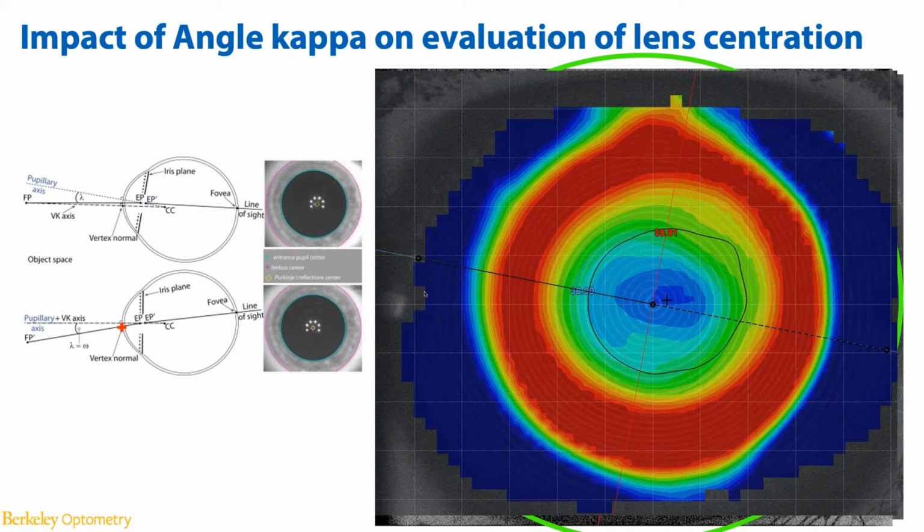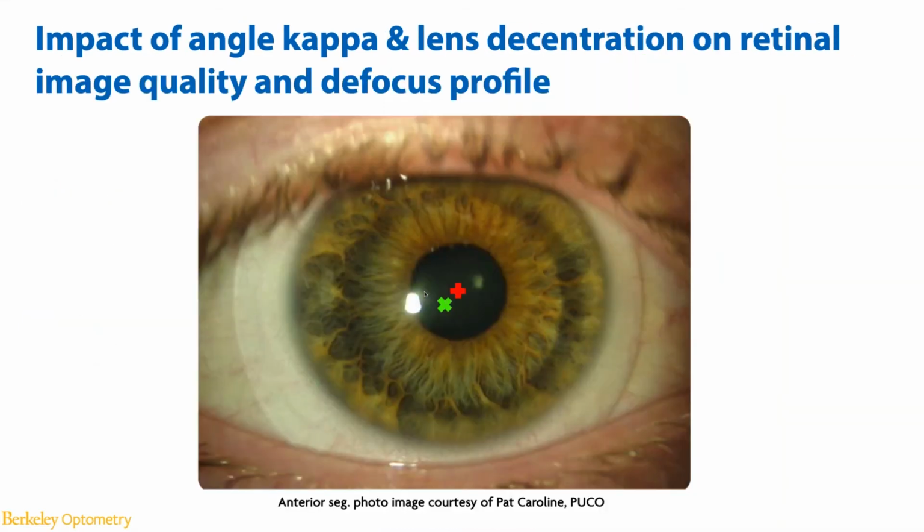So here I want to remind everyone, before we start really rushing into understanding whether decentration plays a role in the overall anti-myopia efficacy, we need to first rule out a pseudo decentration due to an uncorrected angle kappa.